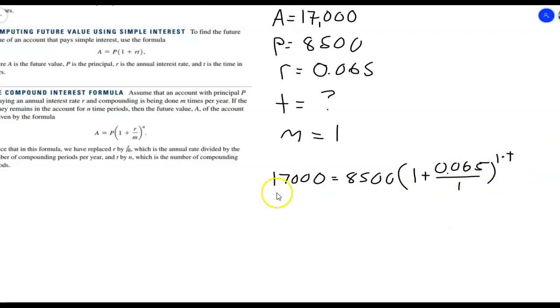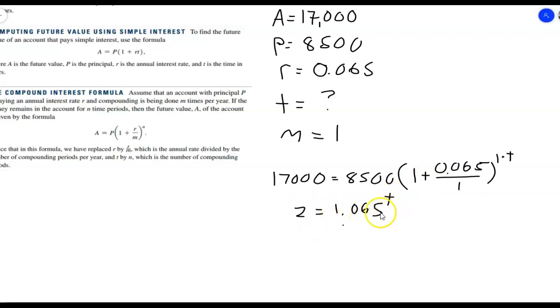So simplifying this, I'm going to divide both sides by 8,500. If you divide both sides by 8,500, you're going to get a 2 over here, because 17,000 divided by 8,500 is 2, is equal to 8,500 divided by 8,500 is 1, and we're going to get 1.065, because that's 1 plus 0.065 divided by 1, which is 0.065, plus 1 is 1.065, raised to the t. So this is our formula here.